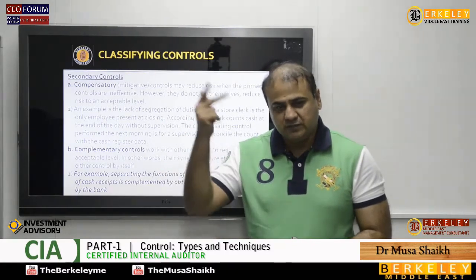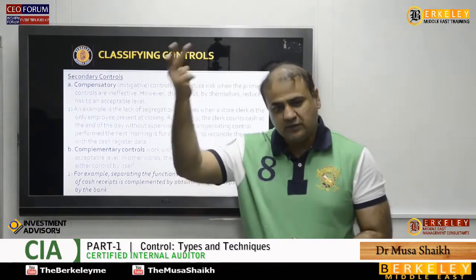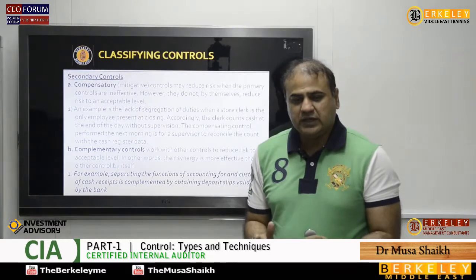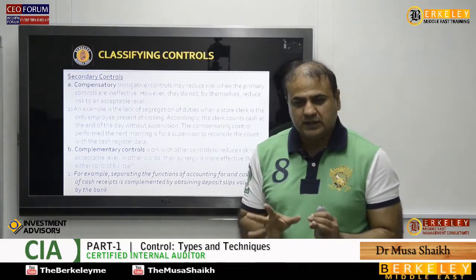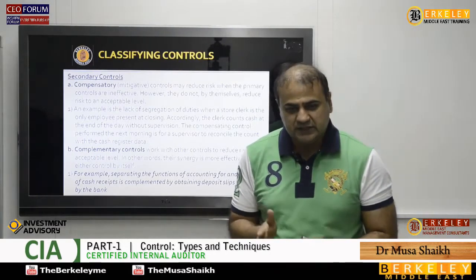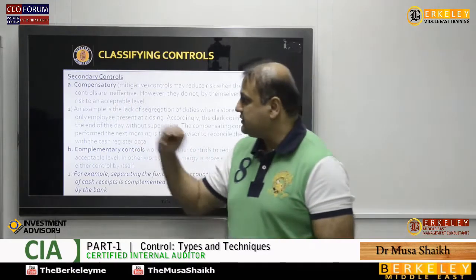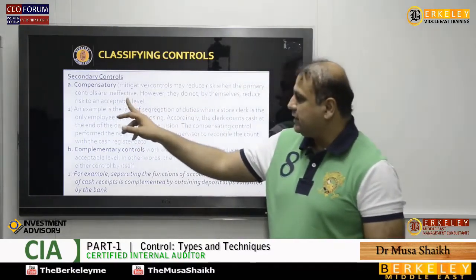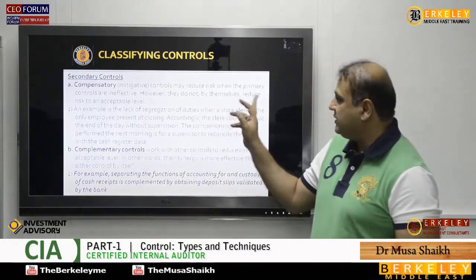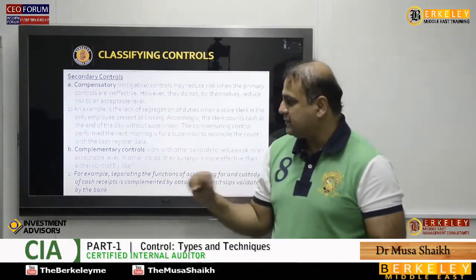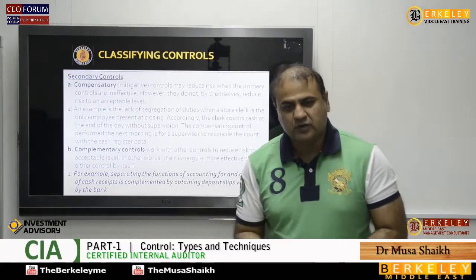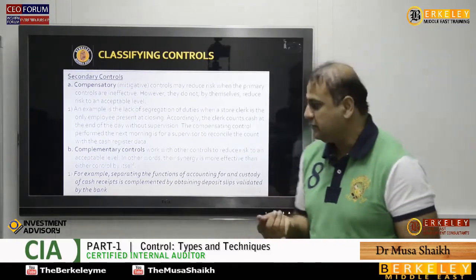Senior auditor work will be checked by the chief accountant. Chief accountant will be checked by the accounting manager. So this kind of allocation of responsibility ensures mitigation of risk, and this is called compensatory control. It may reduce risk when the primary controls are ineffective. However, they do not by themselves reduce risk to an acceptable level. So of course they cannot substitute an internal auditor, but still can add value.